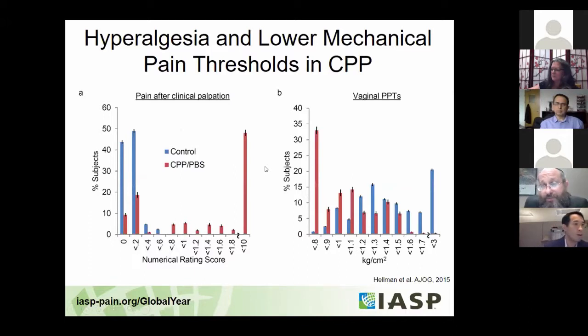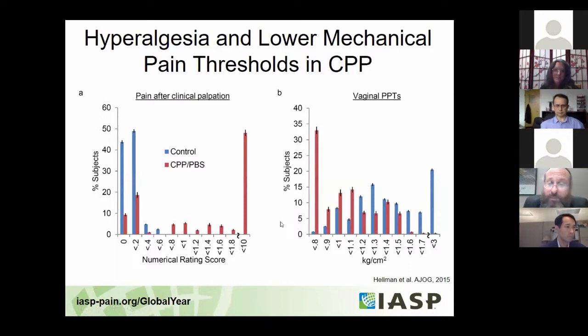So what about chronic pelvic pain? This is more of a practical application of allodynia, hyperalgesia. So if you just do clinical palpation, this is typically what an OB-GYN might do during a visit, you'll notice that there's relatively no pain or low pain in healthy controls, but a large number of people with chronic pelvic pain will find that palpation is extremely painful. So depending on whether you categorize this as a painful or non-painful stimulus, you might categorize this as either allodynia or hyperalgesia, but this is a way of evaluating pain.